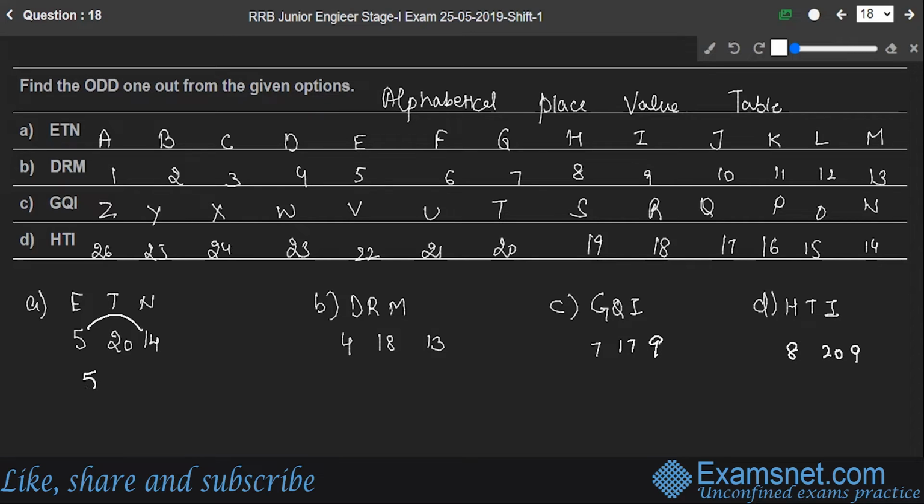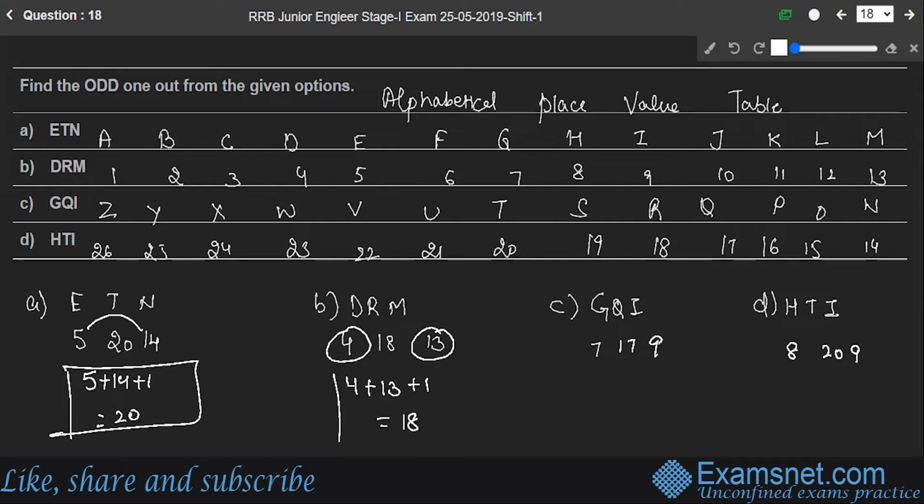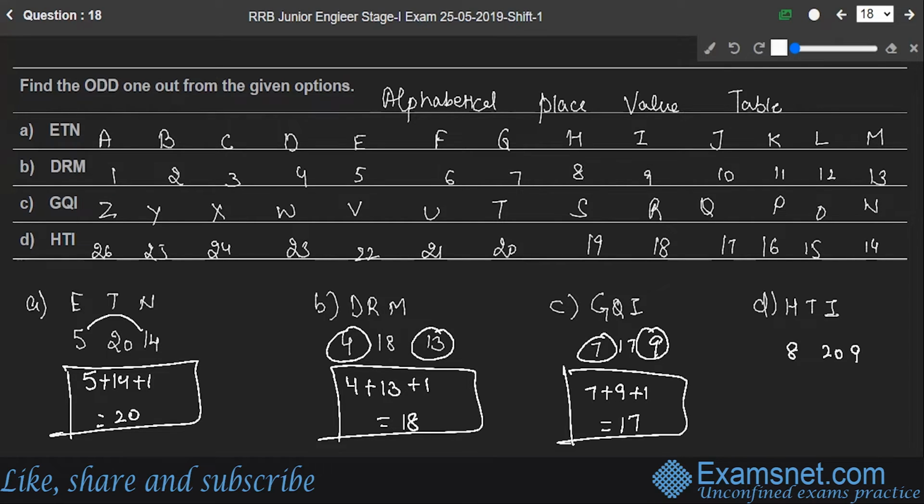If I add 5 and 14 and I add 1 to it, I get a 20. 4 plus 13 plus 1 gives me 18. 7 plus 9 plus 1 gives me 17. And 8 plus 9, plus 3, gives me 20. So this is something different. That makes option D the odd one out.